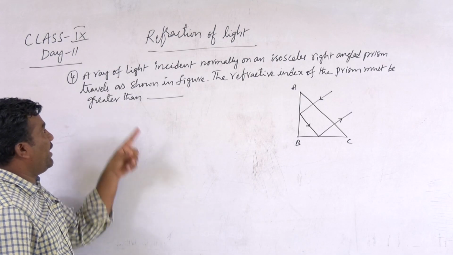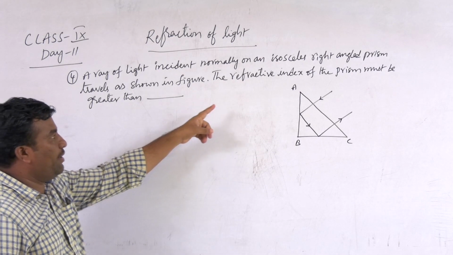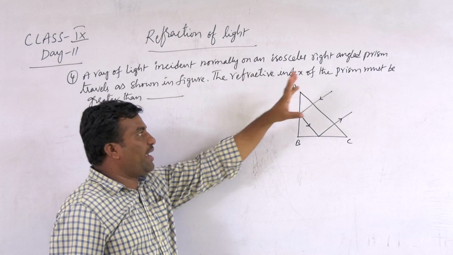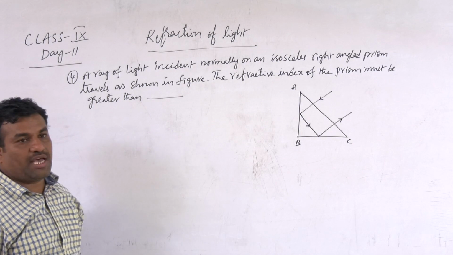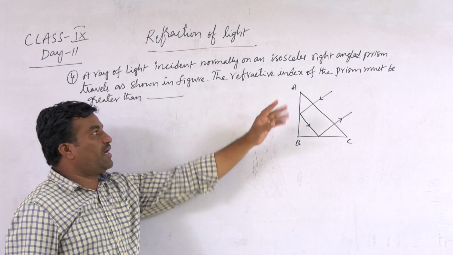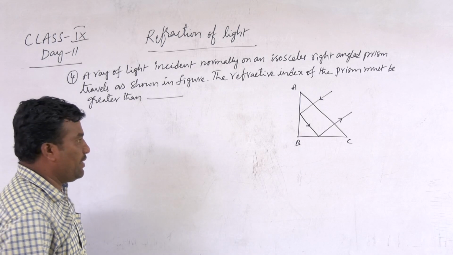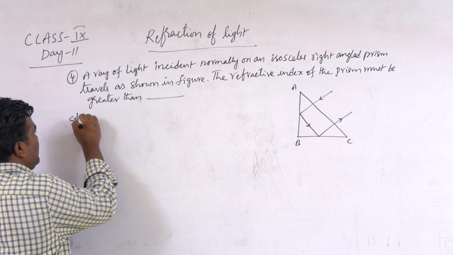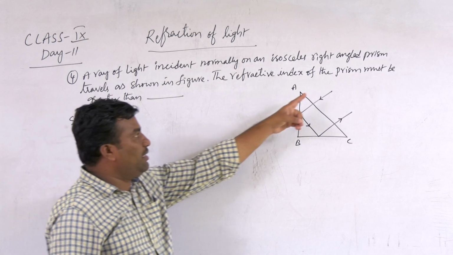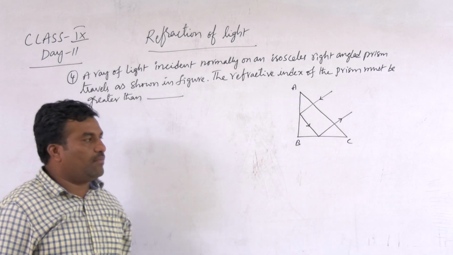Next, fourth question. A ray of light incident normally on an isosceles right angled prism travels as shown in the figure. The refractive index of the prism must be greater than what? Now, we have discussed the isosceles right angled prism. They have given the diagram here.